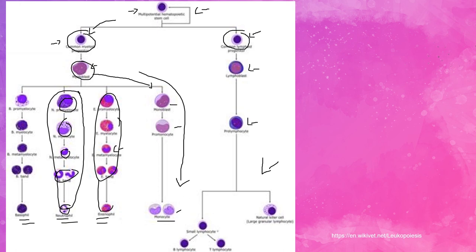Oh, and this too, I'm sorry. Same with the basophil. All of these, we're just going to call them basophils if we see them in the peripheral blood. So again, for neutrophils, this cell line, you need to be able to differentiate between all of those cells: promyelocytes, myelocytes, metamyelocytes, bands, and neutrophils. And again, we'll talk about that in great detail later on in this presentation.